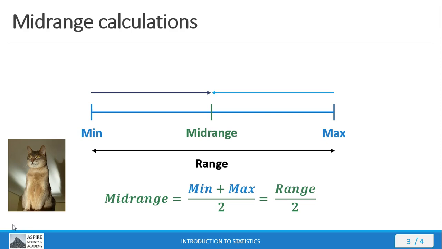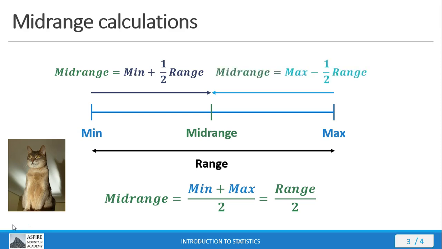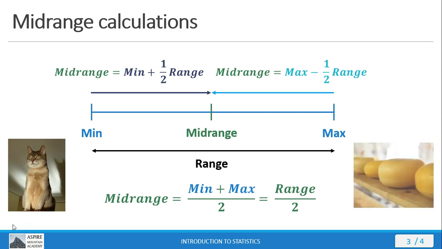So, we could alternatively calculate the mid-range by taking the minimum value and adding half the range to it, or we could subtract half the range from the maximum value. Any way you slice it, you get the same cut of cheese.